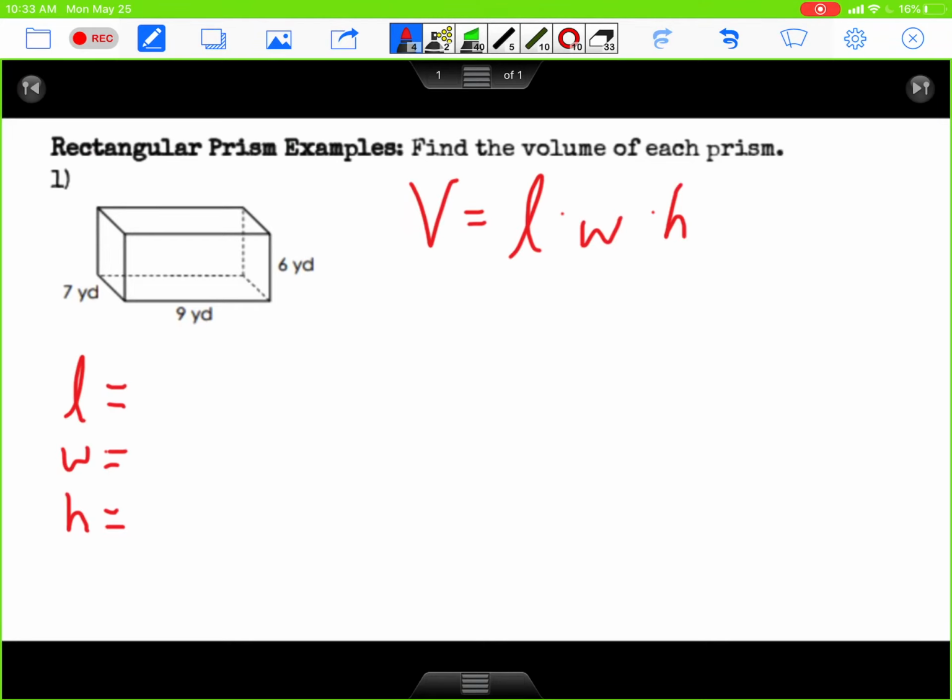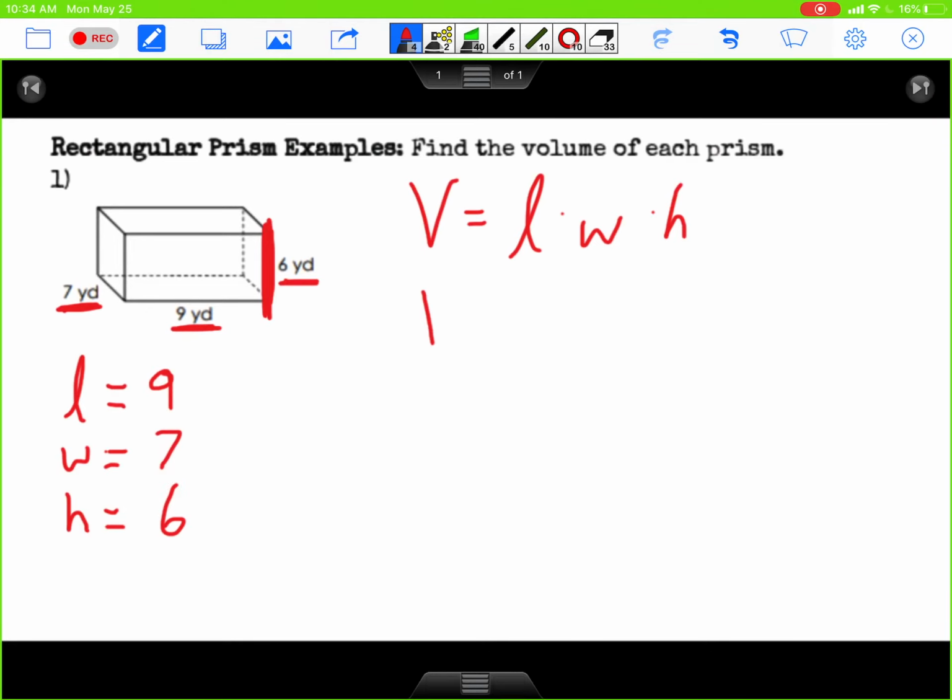Okay, we look at length. For geometry's sake, we usually call the length the longest side of a rectangle. So right here will be our length. And then the 7 yards would be our width. And then lastly, the height is always the vertical line, the line that goes up and down. So that means that this 6 yards is our height.